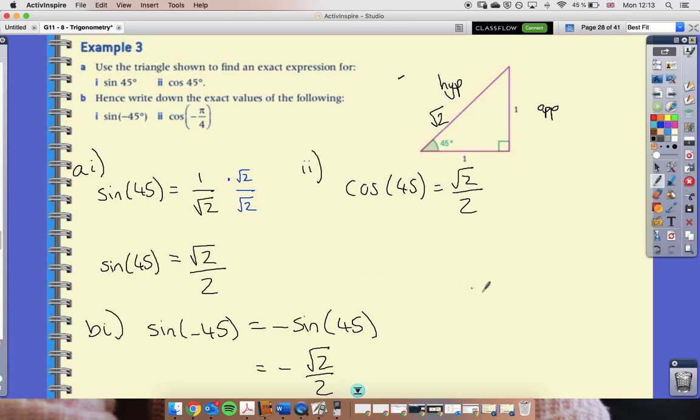Then part ii, we're asked for cos negative pi by 4. Now, this must relate to what we've been doing because it says hence. So pi by 4, well, pi radians was 180 degrees, so pi by 4 radians will be 45 degrees. So it's the same as this. The cos of a negative angle is equal to the cos of the positive version. So it stays as root 2 over 2.